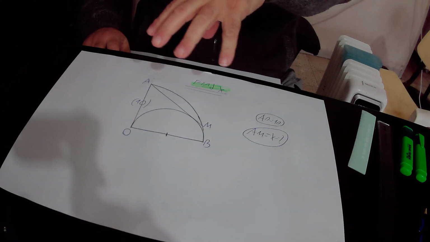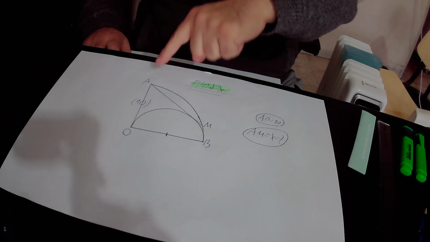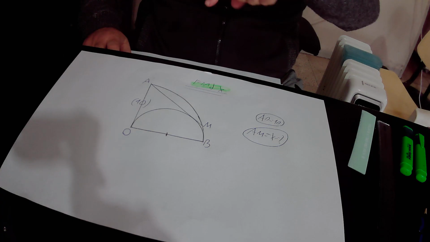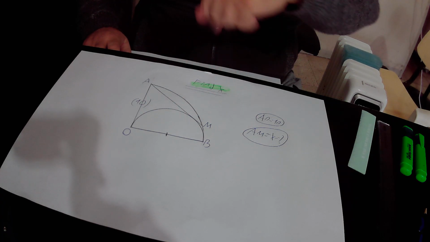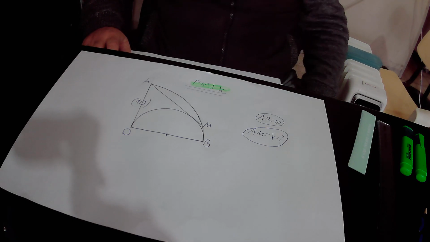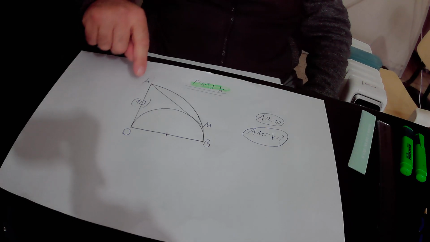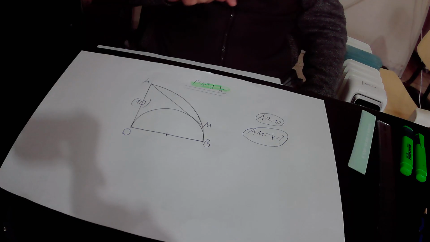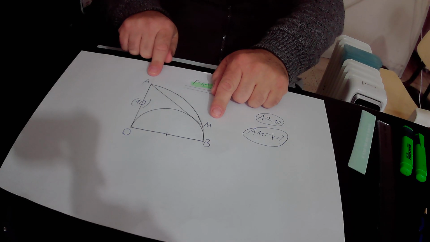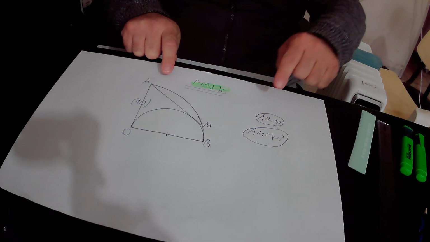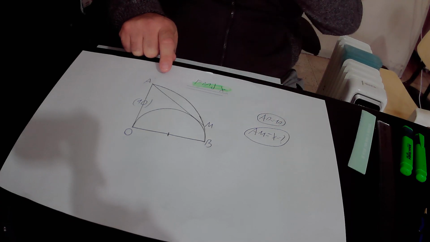Now, in this lecture, we'll find out the length of line segment X. In the drawing, we have a quarter circle AOB. Inside this quarter circle, we have a semicircle. In addition, we know that line segment AO equals 10 units in length. Our mission is to find the length of this line segment AM, which is equal to X according to what is given in the question.